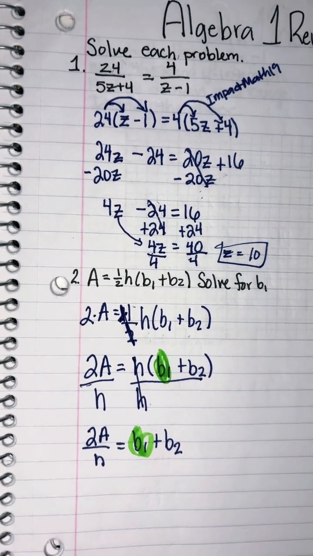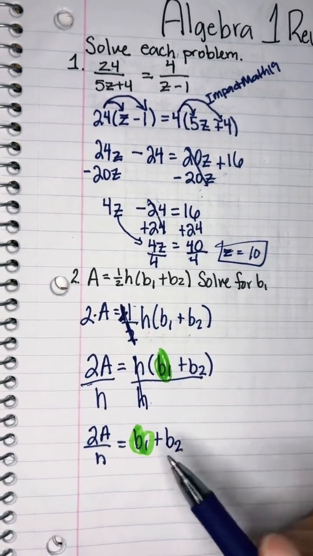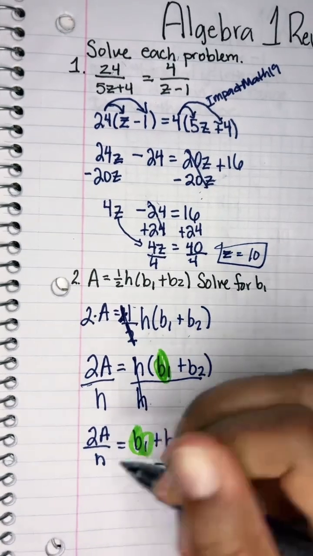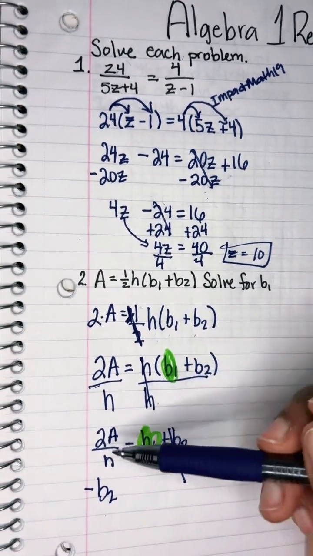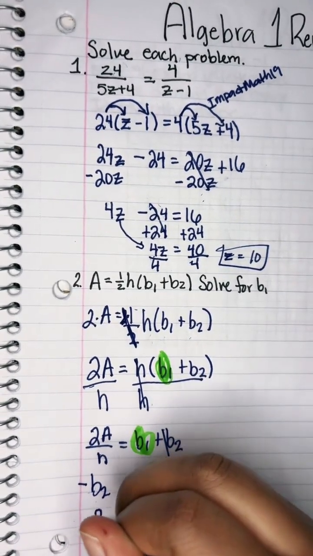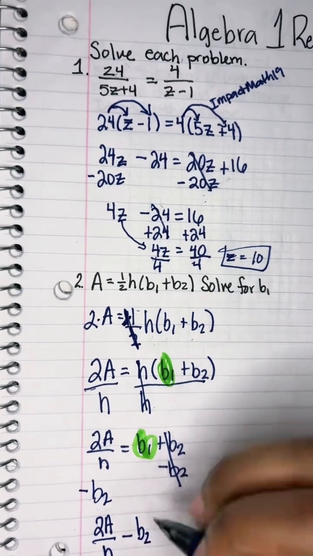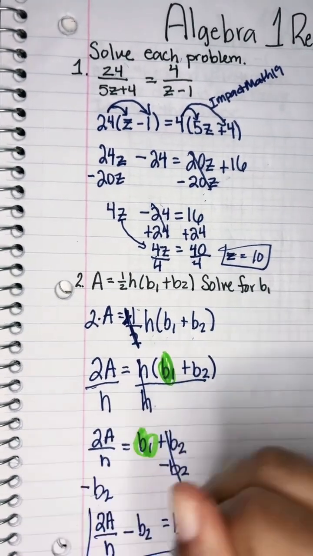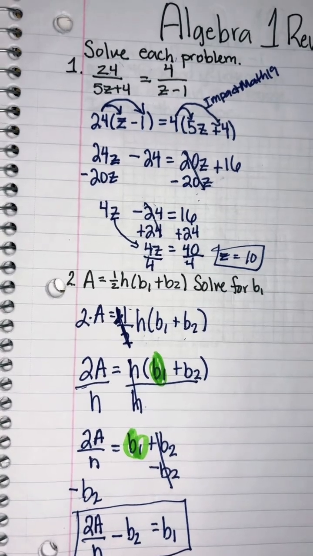Does anybody know how we can get B1 by itself? So subtract B2 on both sides. Beautiful. Yes. Because of this plus sign, I have to undo the plus. So I have to subtract B2. What I do to one side, I have to do to the other. Now this is where it's like, what is this? Well, when you can't combine it, you just write it horizontally. And so our answer is 2A over H minus B2 equals B1. And this is how you solve the area of a trapezoid for B1.